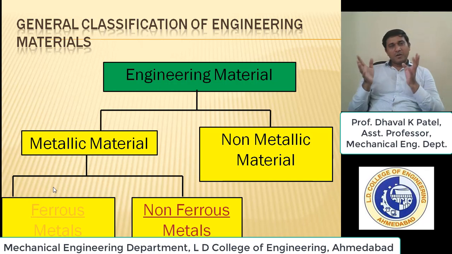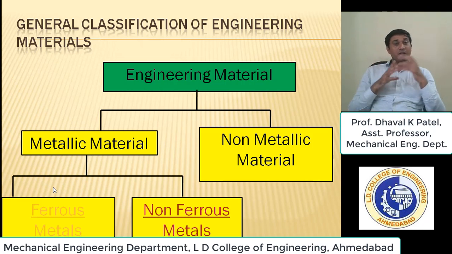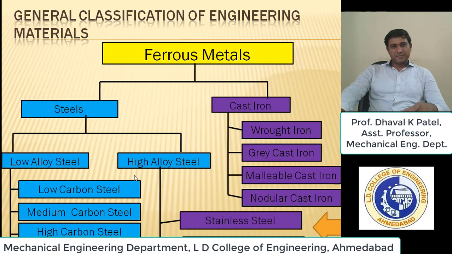Among all the metallic materials, we can make combinations of one or more elements to make metallic materials, which are called alloys also; we will discuss that later. So basically according to the matters, metallic and non-metallic materials are classified over here. Let's see the ferrous material first. Ferrous means iron. So ferrous materials are further classified into steel and cast iron.